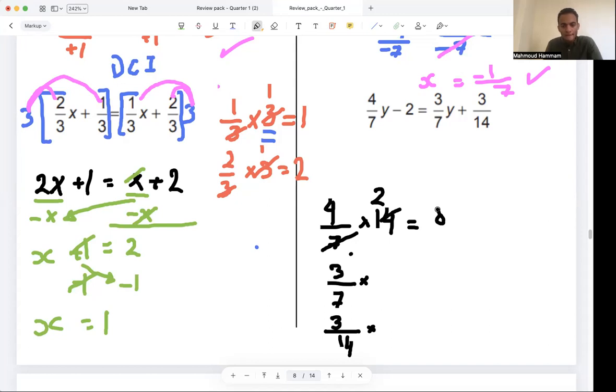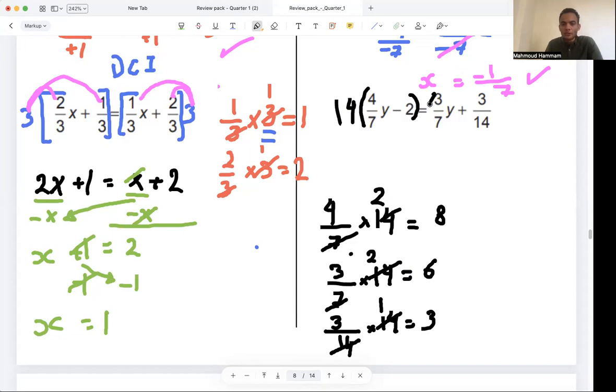2 times 4, 8. Yalla, multiply by 14 again. 14 divided by 7, Sultan? 2. 2 times 3, 6. Very good. Multiply by 14. Yup. Everything should be multiplied by the same number. 14 divided by 14 is 1. 1 times 3, 3. Very good. So you multiplied the left hand side by 14, and you multiplied also the right hand side by 14. Yup, let's do the distribution.